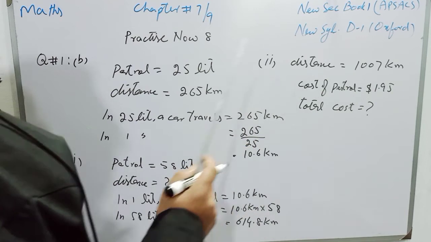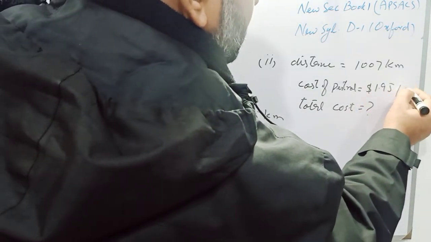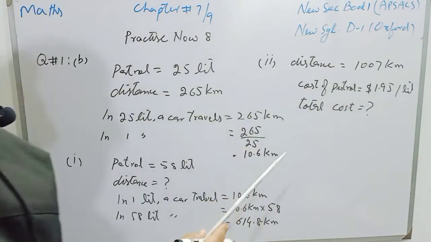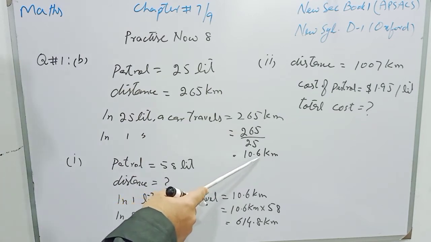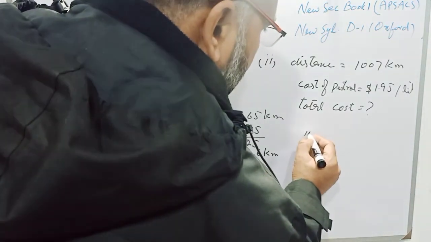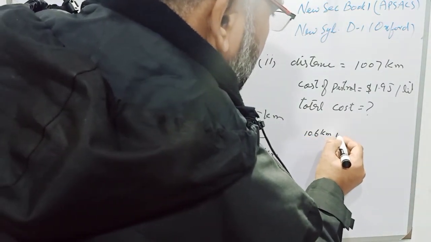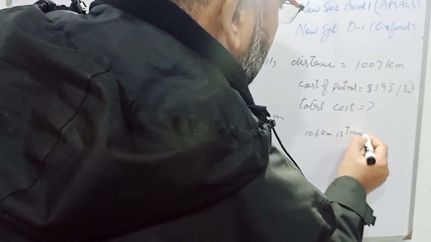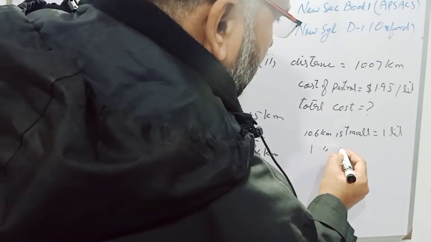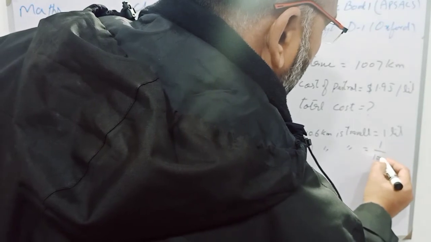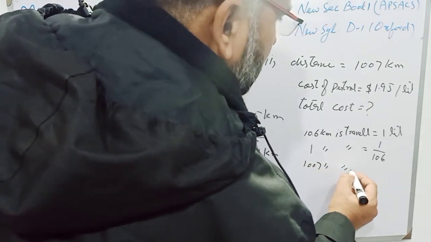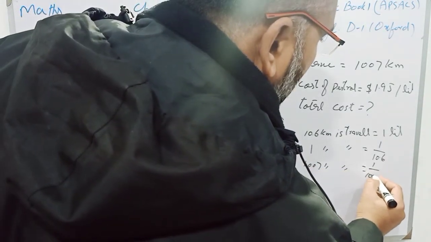Students, the second part of B part is, now the total distance is 1007 kilometers and the cost of petrol is $1.95 per liter, and we have to find the total cost for 1007 kilometers. So students, 10.6 kilometers are traveled in 1 liter, so it is written 10.6 kilometers is equal to 1 liter. So 1 kilometer will be traveled by 1 over 10.6, and now the distance is 1007 kilometers. So it is written 1 over 10.6 multiplied by 1007.